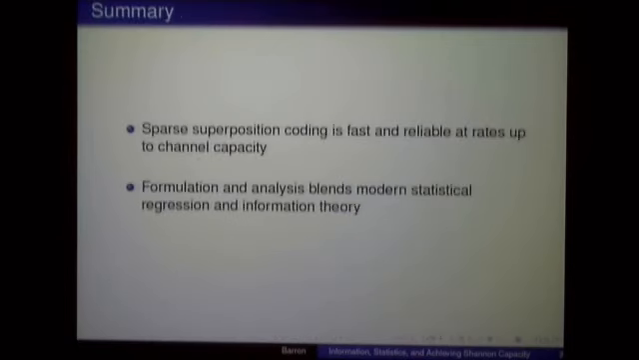Summary. Sparse superposition coding is fast and reliable at rates up to channel capacity. And the formulation and analysis blends modern statistical regression and information theory.